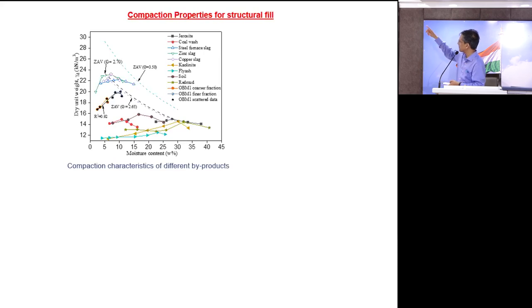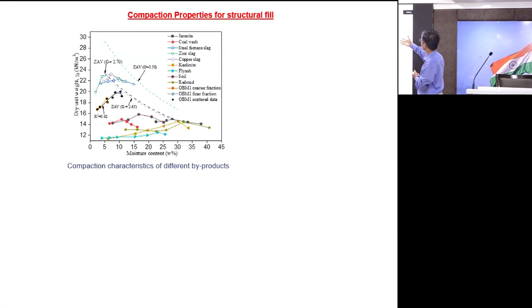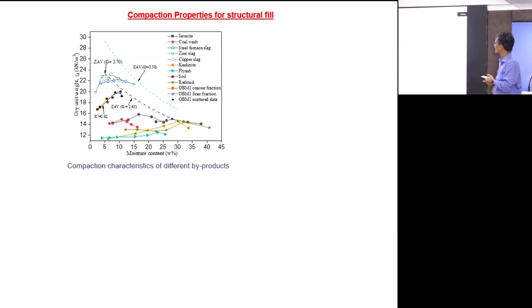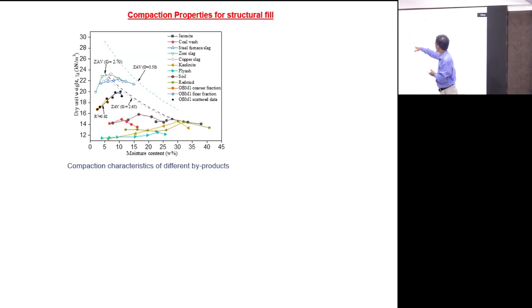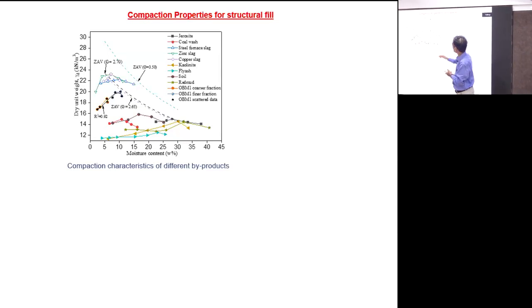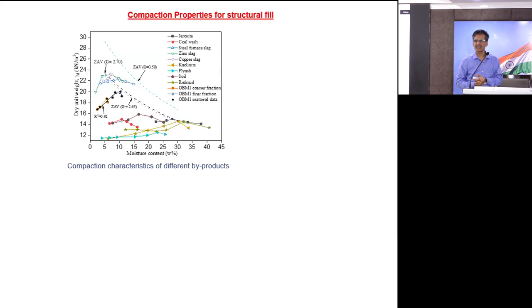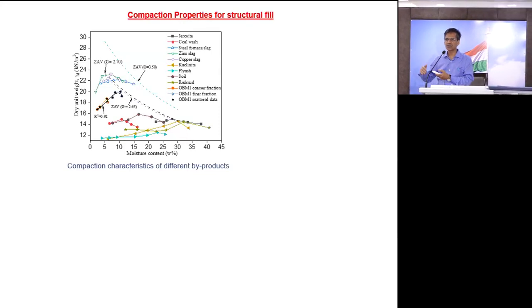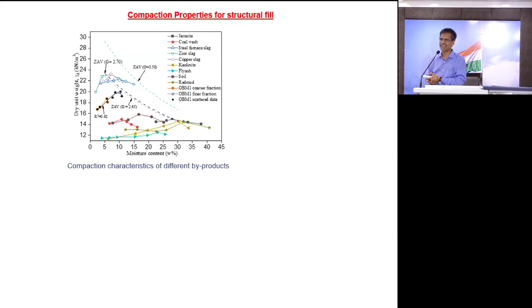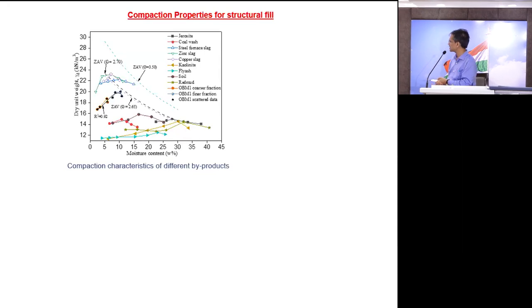Then look at the compaction properties. I am talking about different materials: zinc, coal ash, soil, fly ash, red mud, whatever you see, copper slag. If you see the compaction, 13 up to 23 in kilonewton per meter cube, it varies. This also varies, so you have to keep that in mind in such cases, how this can make a difference.